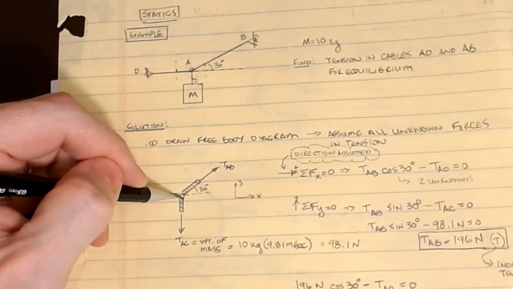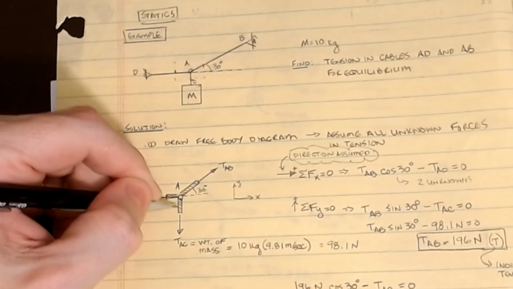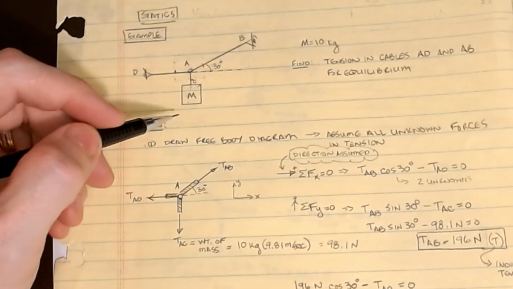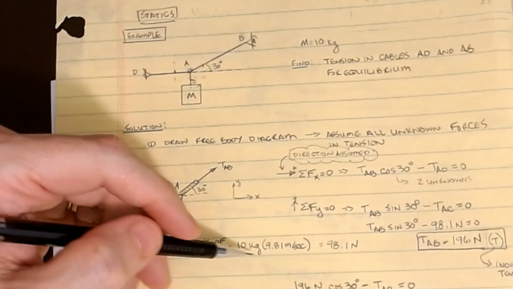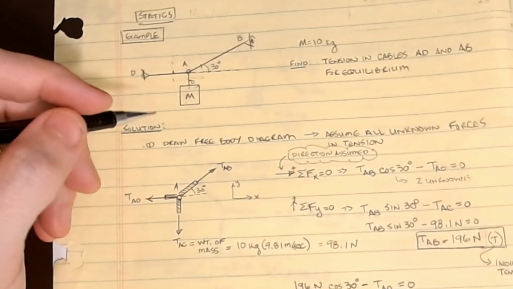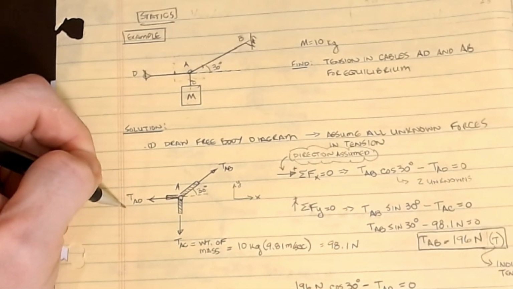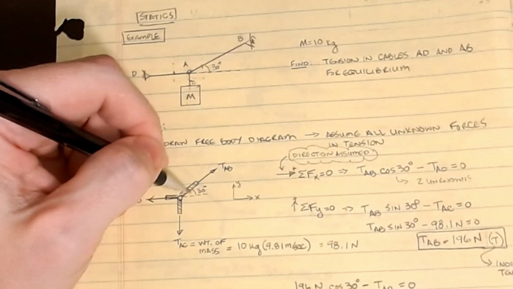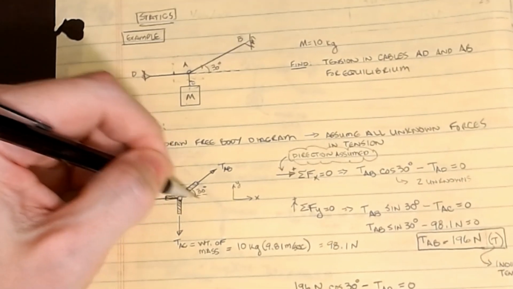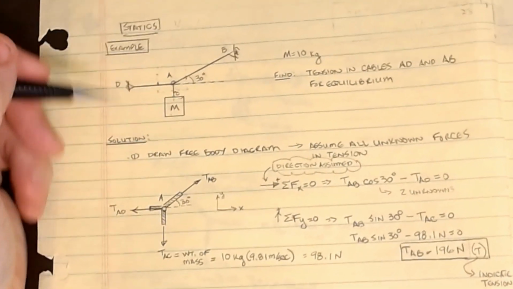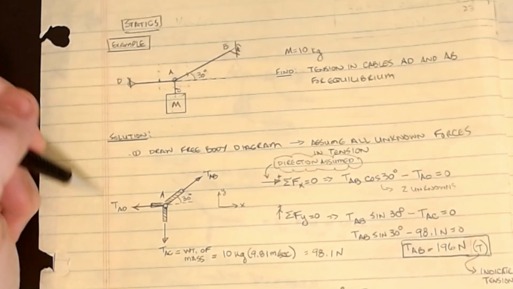At my point A, there's a force acting down, which is the tension in AC, which is equal to the weight of the mass hanging off of it. So that's 10 times 9.81, 98.1 newtons acting down. I have an unknown tension AD acting to the left, and I have an unknown tension AB acting up and to the right at 30 degrees, because that was the incline of the rope. So now I've got my valid free body diagram.